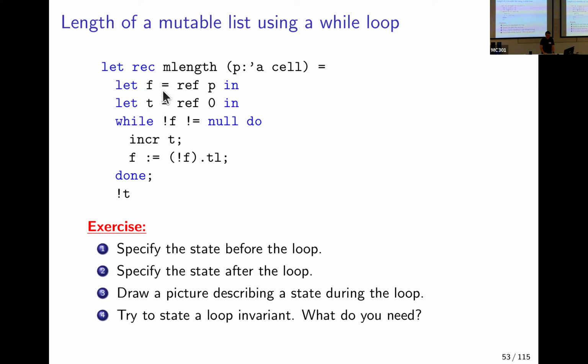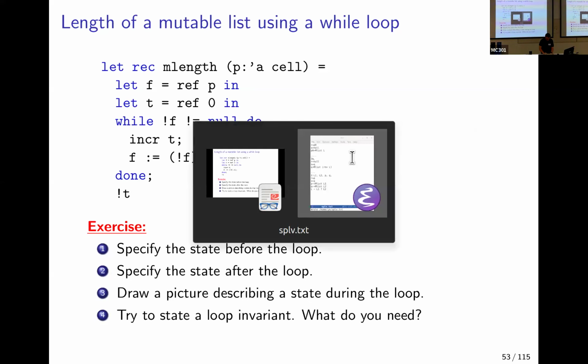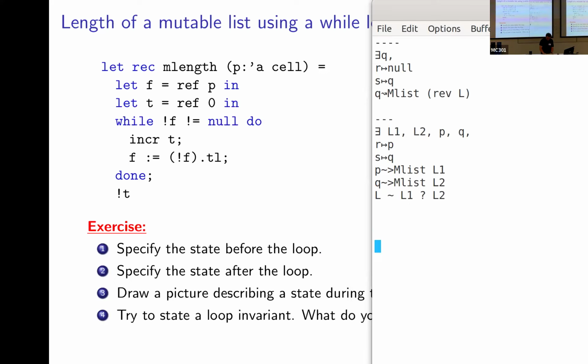So it takes some pointer P. P is the pointer to the list. Some pointer to 0, some reference to 0. And then while the pointer does not point to null, increment the reference to the integer and take the next step with the pointer to the list. So just iterate on the list. I chose a while loop to make it more complicated. If we do a recursive function, it's easier, but it still hopefully helps to show why we need some other things.